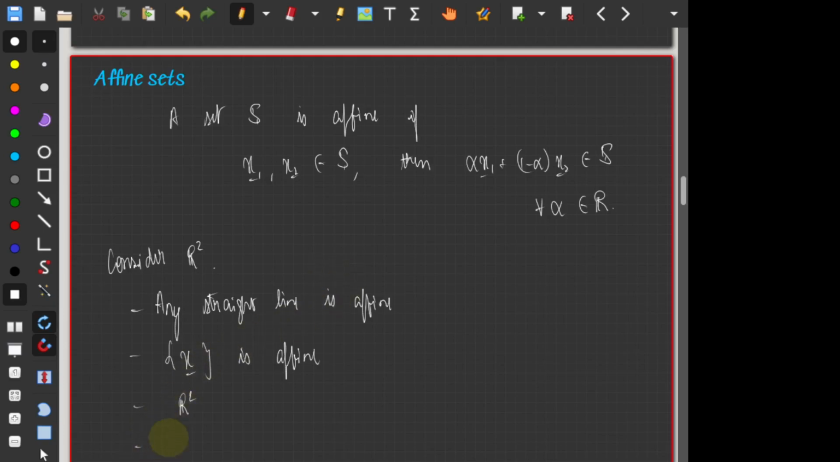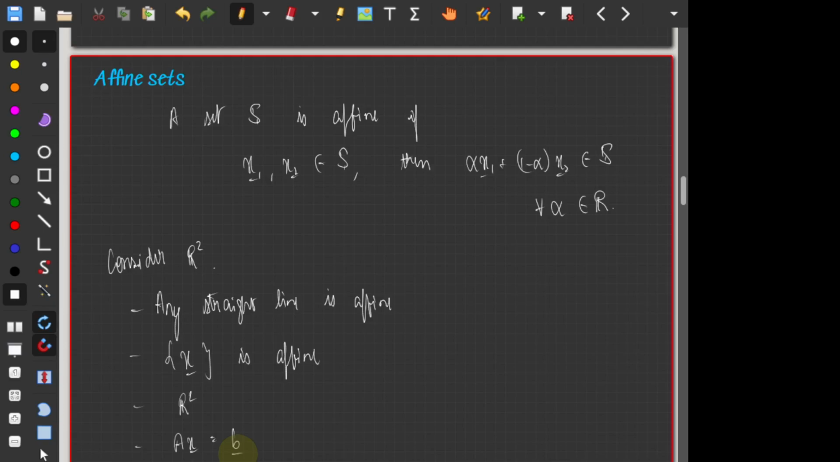So, Ax equal to b. Is this affine? If I have two solutions, x1 and x2, which satisfy Ax equal to b, what about alpha x1 plus (1 minus alpha) x2? Is that also a solution?